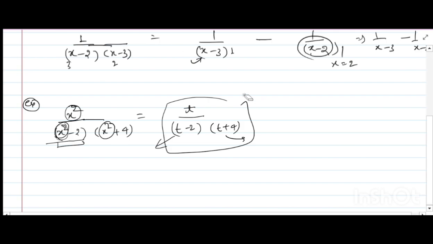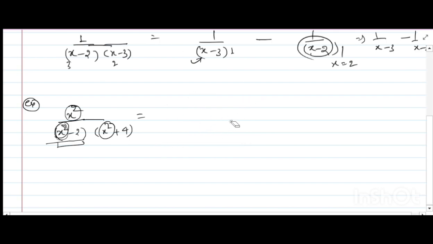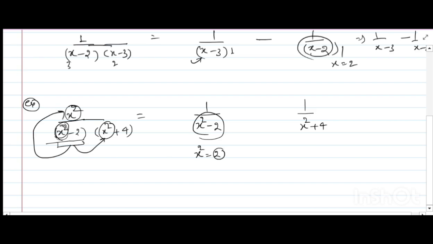So how to attempt it is a similar kind of problem. Just write x square minus 2 and x square plus 4. From the first one you have to evaluate the value of x square, that is 2. Now use this value everywhere there is x square, except in this factor from which you obtained the value. So just write 2 in the numerator, and in the denominator it is 2 plus 4. That is 6.